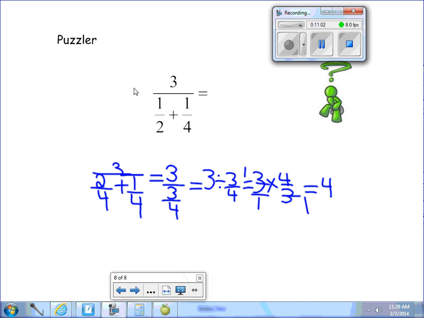So this is a large division problem. This is 3 divided by 1/2 plus 1/4. It's actually a large fraction. So we found a common denominator of 4. Changed the 1/2 to 2/4. The 1/4 stayed the same. Now we have 3 divided by 3/4. When we are dividing with fractions, we multiply it times its reciprocal, and we come up with the final answer of 4.